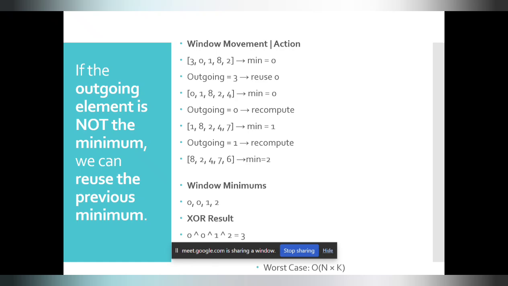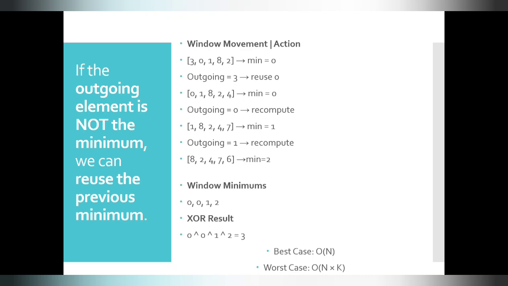If the outgoing element is not the minimum, we can reuse the minimum of the previous window. In the first window we have 3 0 1 8 2, and we got the minimum 0. When moving the slide, our outgoing value is 3, so we can reuse the 0 minimum, which is the previous minimum. In this way, we generate the next slide as 0 1 8 2 4, and then 1 8 2 4 7 with minimum 1, where the outgoing element is 1. We should recompute the minimum value, as our next slide is 8 2 4 7 and 6, and we have minimum 2.